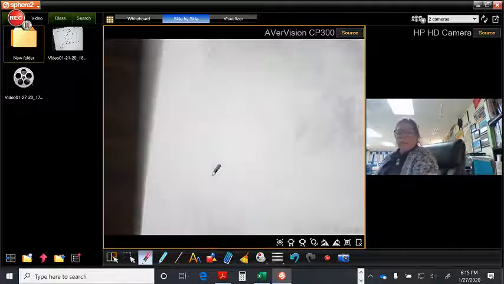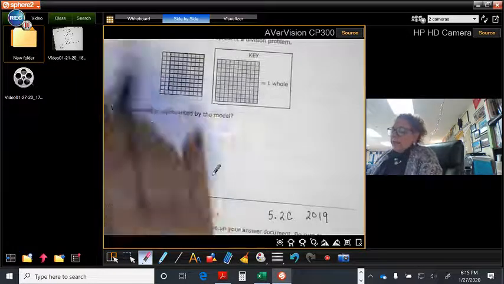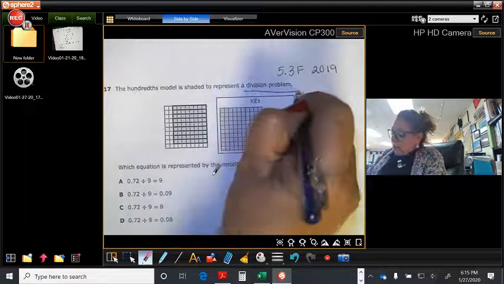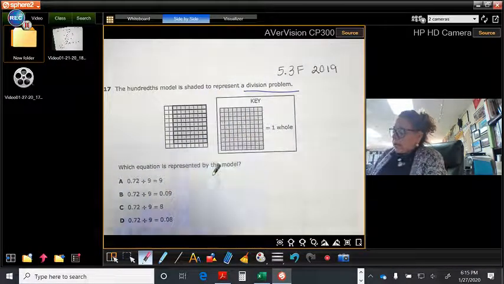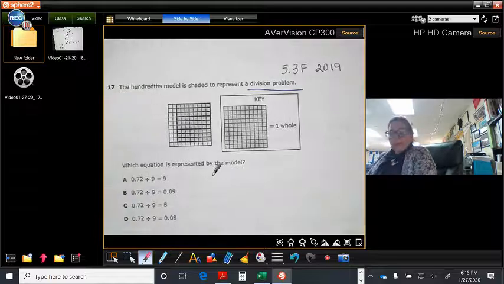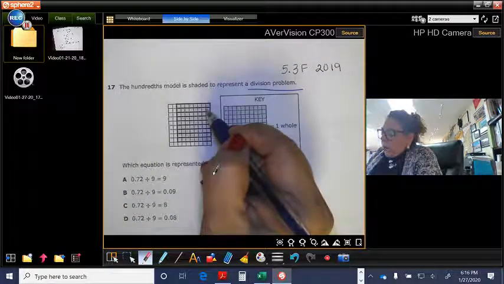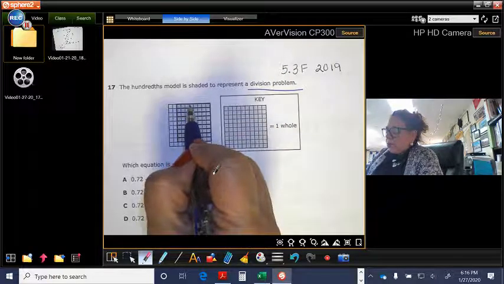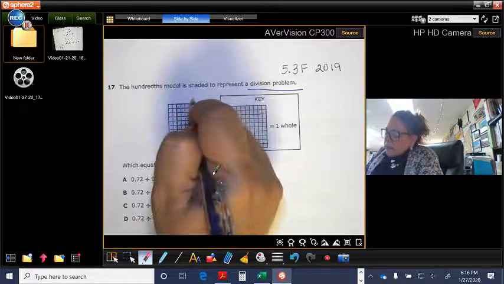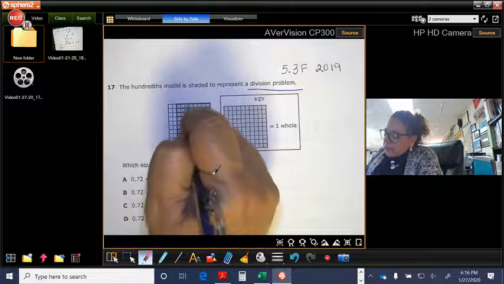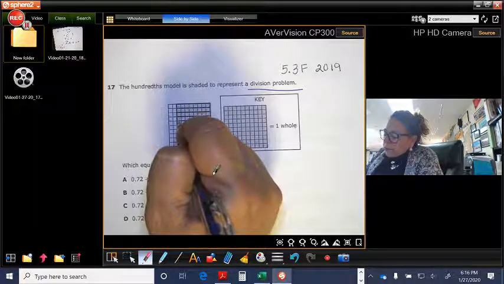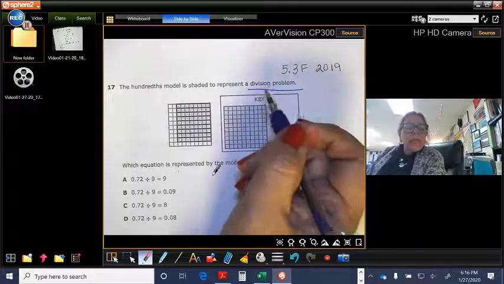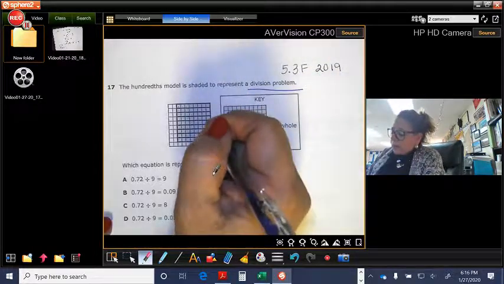All right, let's look at the next one. The hundredths model is shaded to represent a division problem. It's already telling you it's a division problem. Which equation is represented by this model? Well, let's take a look. How many total? So let's count it. 1, 2, 3, 4, 5, 6, 7, 8. So this is 8 hundredths. And 1, 2, 3, 4, 5, 6, 7, 8, 9. 9 hundredths. So what is 8 hundredths times 9 hundredths?